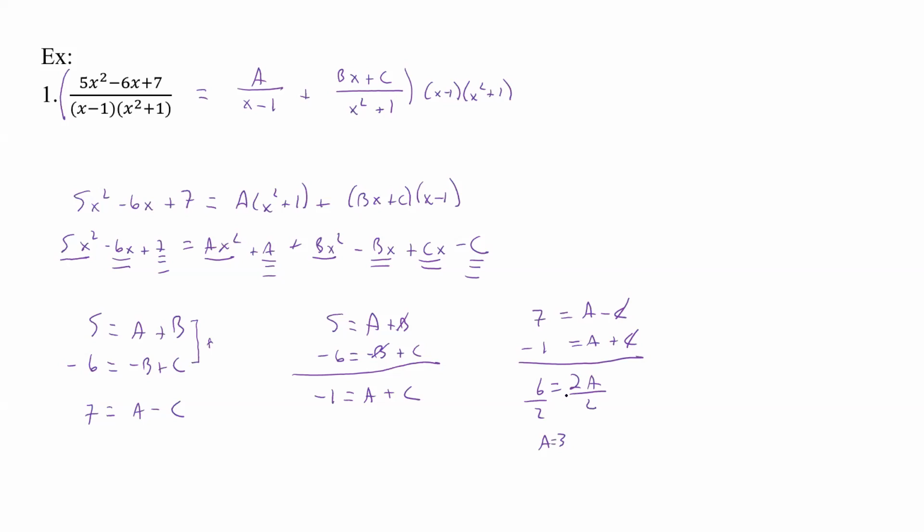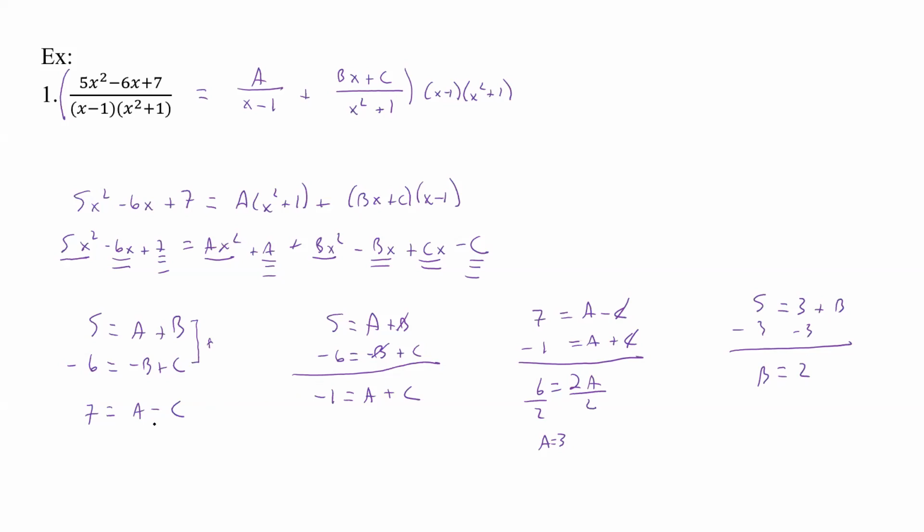So I have a. I can plug that into this one or this one, or I can plug it into whatever I want to get either a or b, depending on how I want to do it. If I plug it into this one, we have 5 equals 3 plus b. Subtract 3. b equals 2.